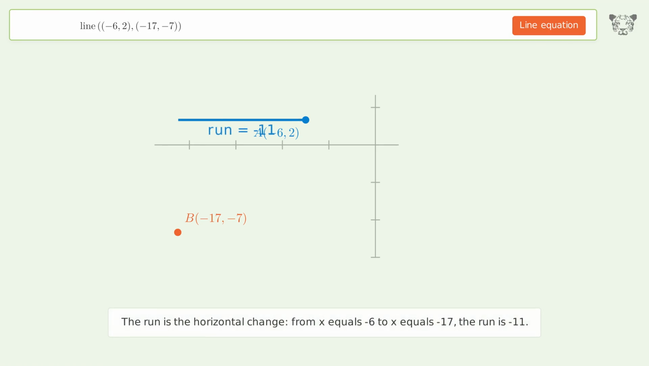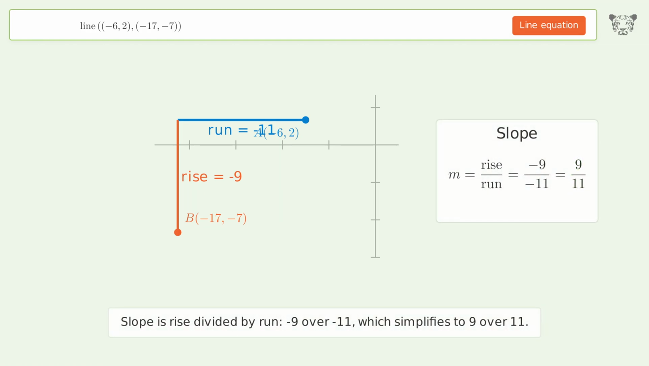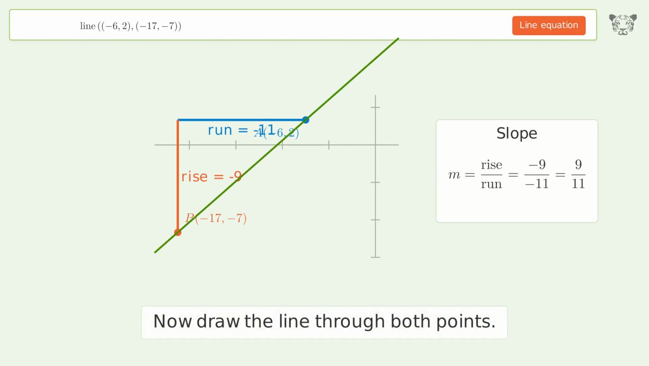The run is the horizontal change, from x equals -6 to x equals -17, the run is -11. The rise is the vertical change, from y equals 2 to y equals -7, the rise is -9. Slope is rise divided by run, -9 over -11, which simplifies to 9 over 11. Now draw the line through both points.